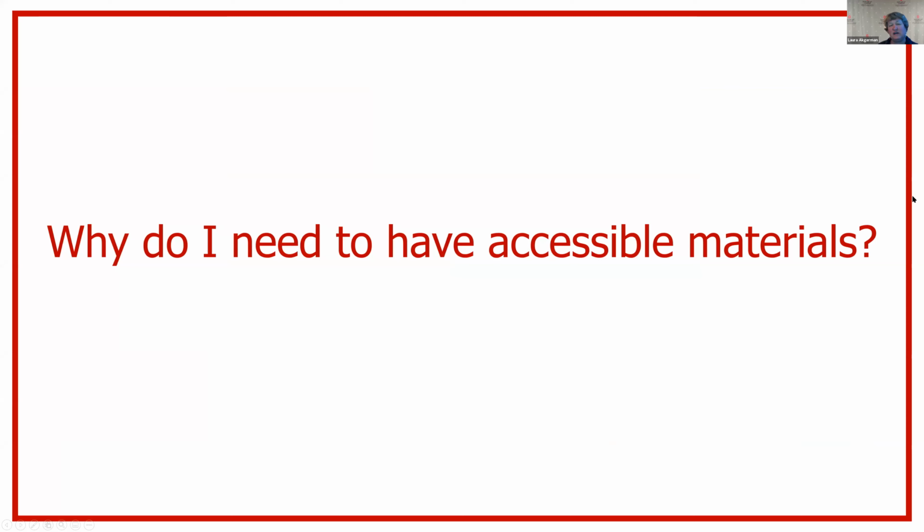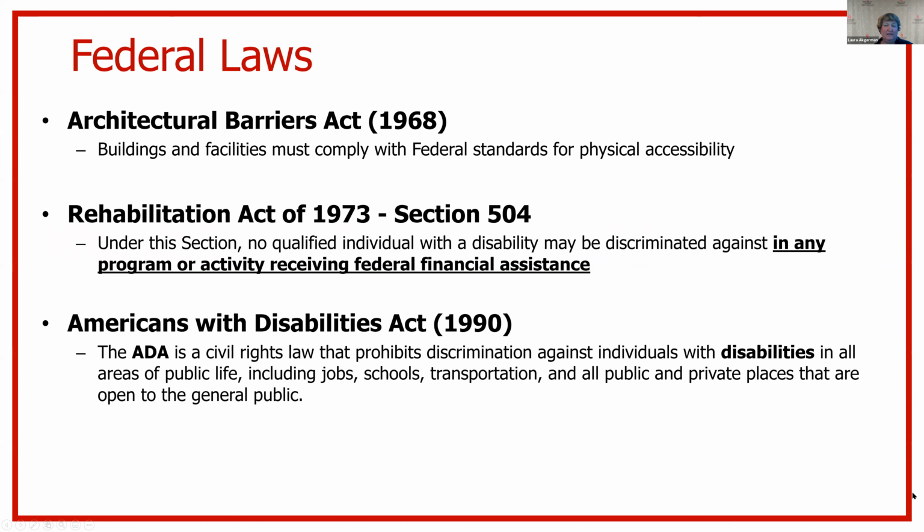Alrighty, so we're talking today about why do you need to have accessible materials? Well, for one thing, there are a number of federal laws. These are the three that I'll highlight today. And I included the dates because I know this can feel like all of a sudden they're asking us to do that. Well, all of a sudden is not really all of a sudden.